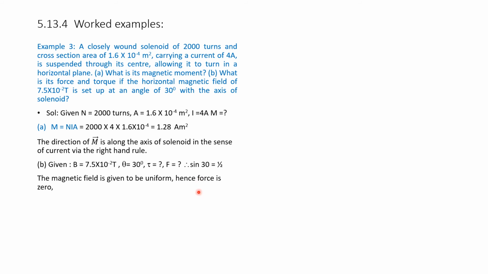The magnetic field is given to be uniform. Hence, force is 0. And we know when in a uniform field, the magnetic force is 0. But we have torque. Torque is not 0. It is given by MB sin theta. It is given in blue color. MB sin theta, you have to remember it. Therefore, tau is equal to, substituting the values of magnetic moment, magnetic field intensity, and theta, we get this value: 0.048 joules.